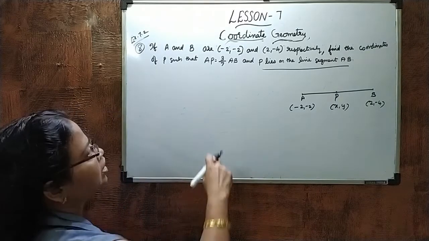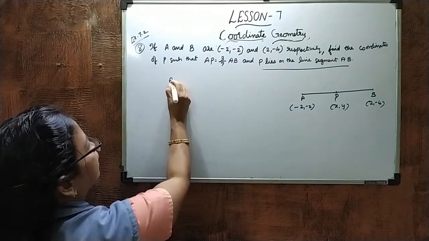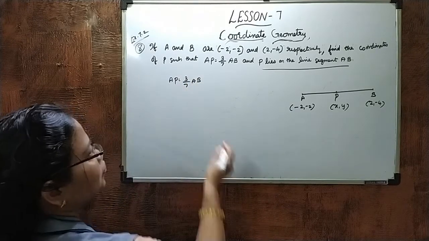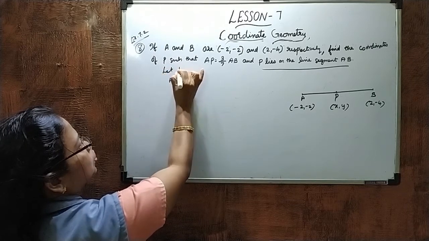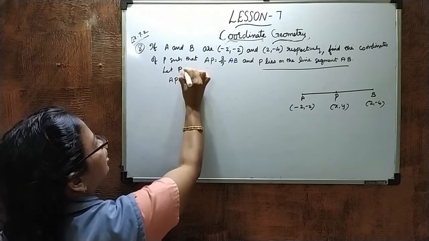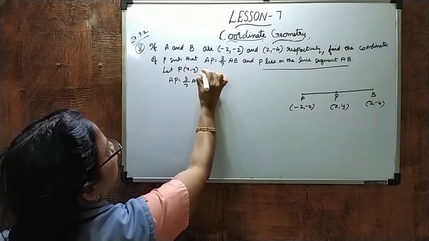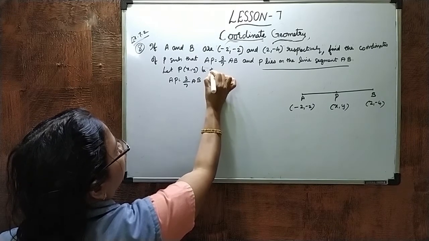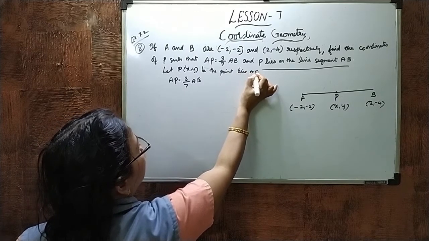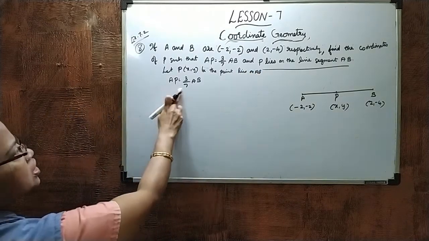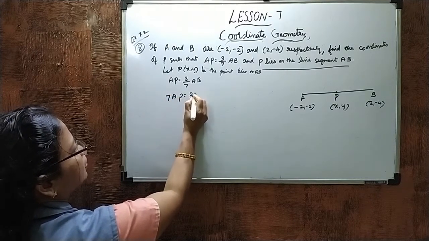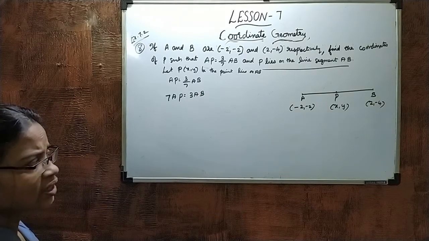How will you find out the ratio? They have given you one clue here. AP equals 3 by 7 AB. So we have to write first: let P(x, y) be the point that lies on AB. So AP is equal to 3 by 7 AB. Just cross multiply. 7 AP equals 3 AB.